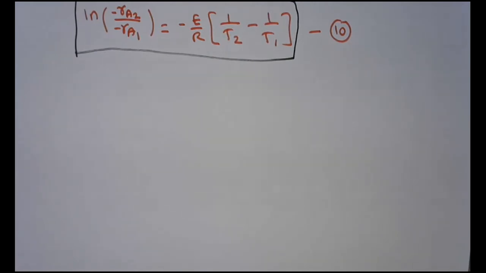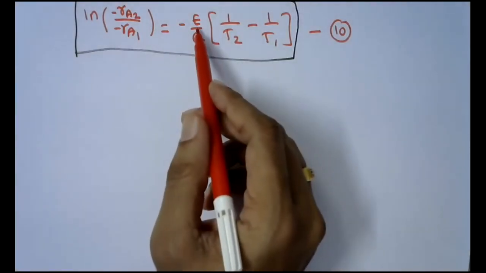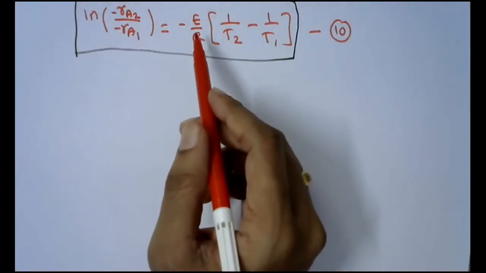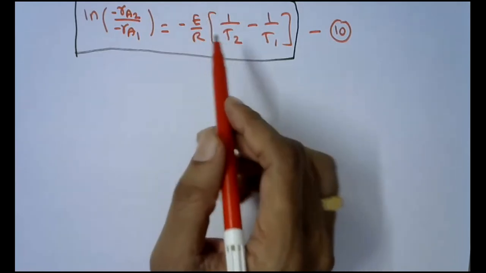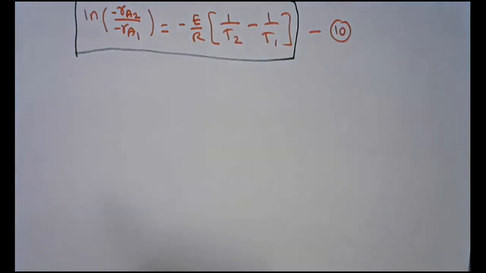And you must have realized by this time that if the value of K2 by K1 and T2 and T1 and R is given, we can find out activation energy, or if activation energy, R and two temperatures are given, you can find out the ratio of K2 by K1 or any unknown.